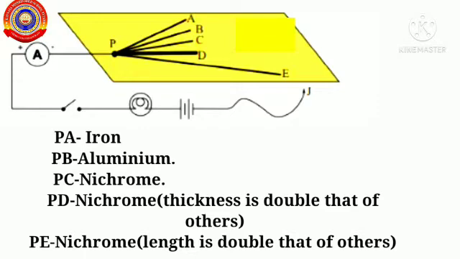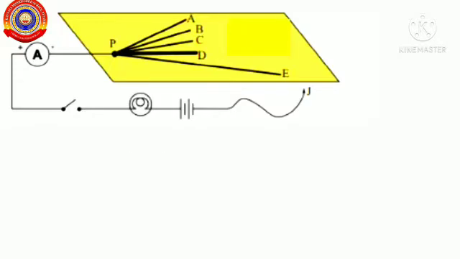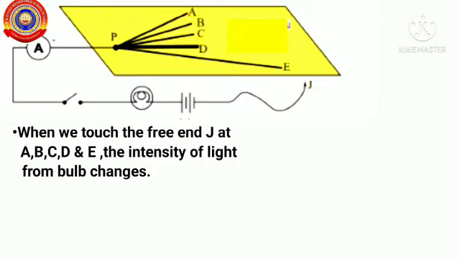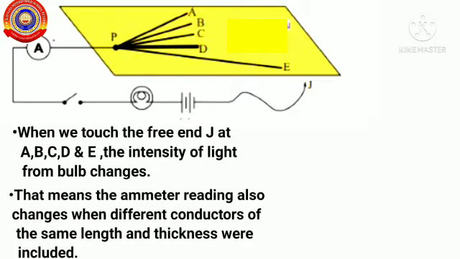Here we have to touch the free end J at A, B, C, D and E, and we have to know what the difference in ammeter reading is. When we touch the free end J at A, B, C, D and E, the intensity of light from the bulb changes. That means the ammeter reading also changes when different conductors of the same length and thickness are included.